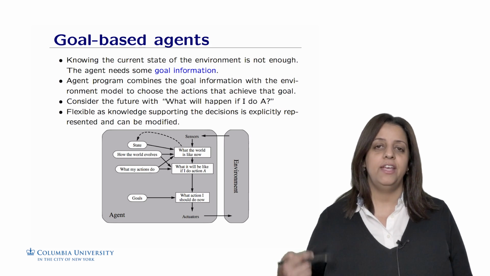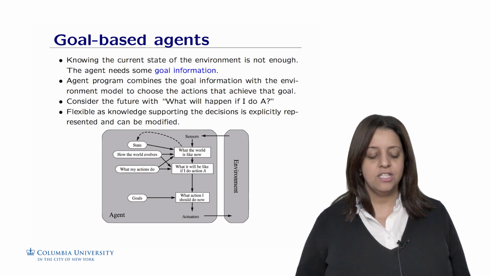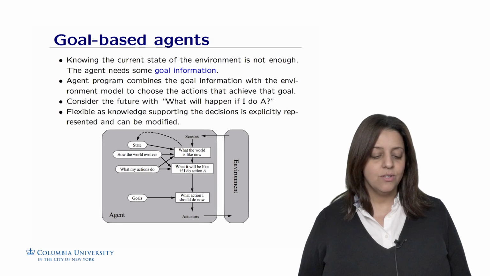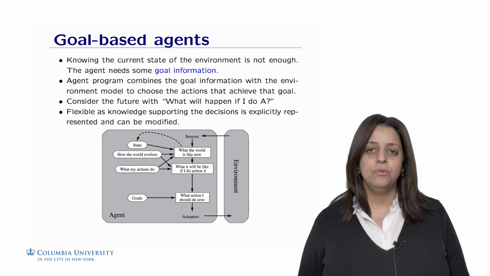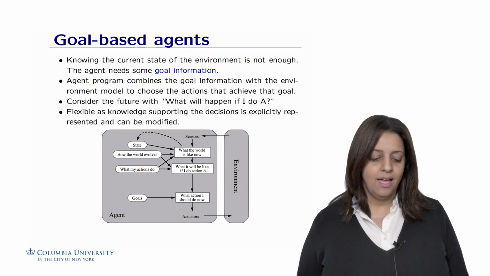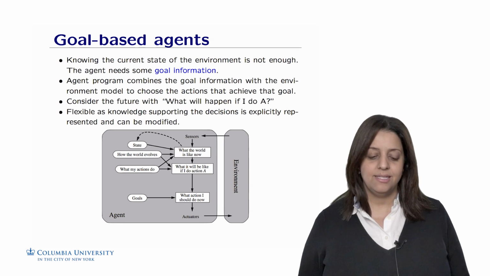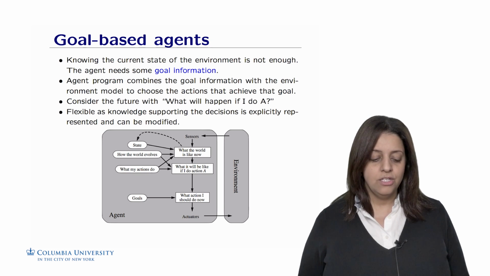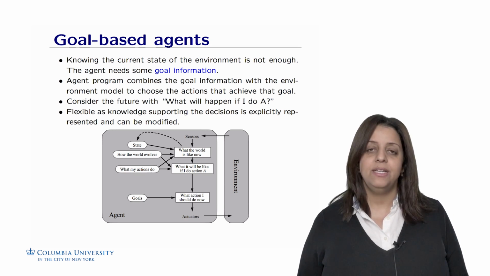So there is some thinking and deliberation instead of just checking a list of actions and reacting with a reflex. In this case, we're going to think through different possibilities and then think about what would be the best choice to achieve the goal of the agent. It's flexible as knowledge supporting the decision is explicitly represented and can be modified.